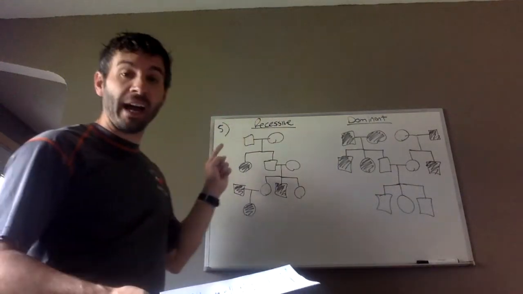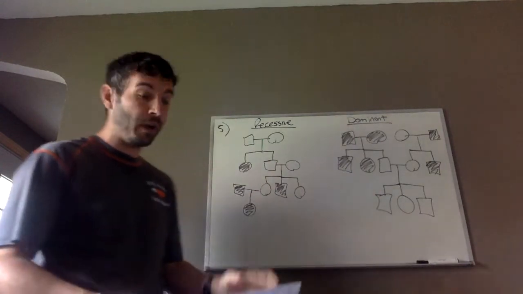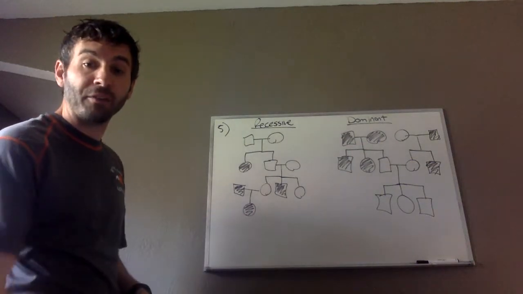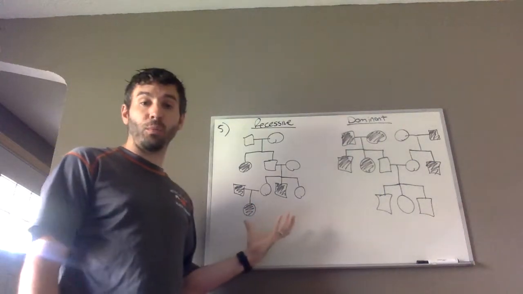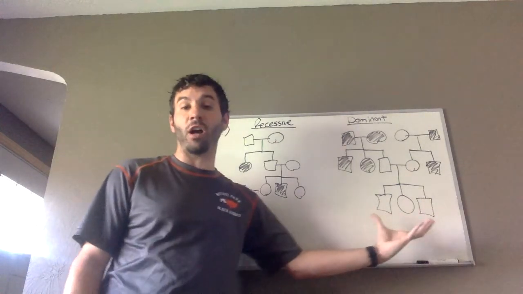I want to start with number 5 just because it takes me some time to draw the pedigrees and it would take up too much time in the video. So I'll come back up to question 1 after I go over this. So on pedigrees, there's two problems in number 5. The one on the left is the recessive, and the one on the right is a dominant trait.